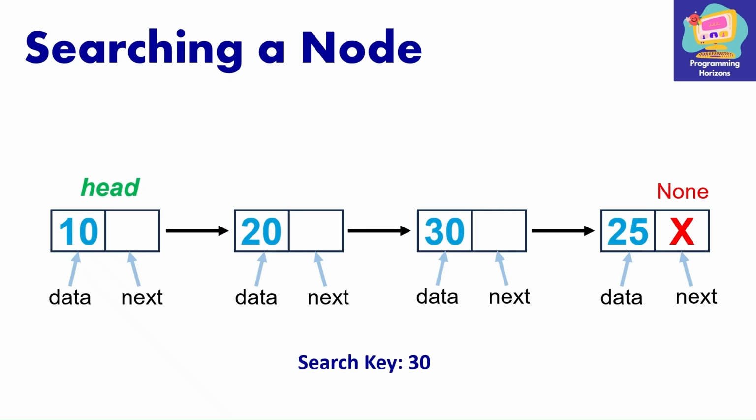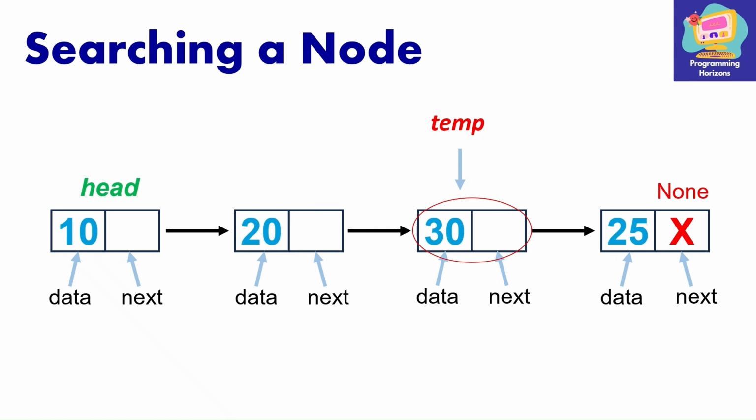To search a node, we will again use a temp pointer. We start at the first node and match the value stored here with our search key. If found, then our search is successful, otherwise jump to the next node. At this node, again match the value stored with our search key. If found, then our search is successful, otherwise again jump to the next node, and keep on repeating until you reach a value which matches the search key.